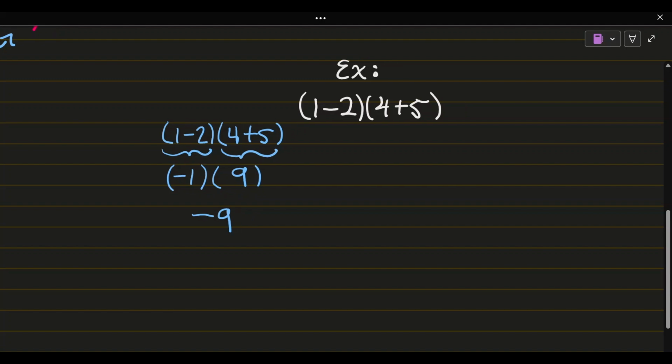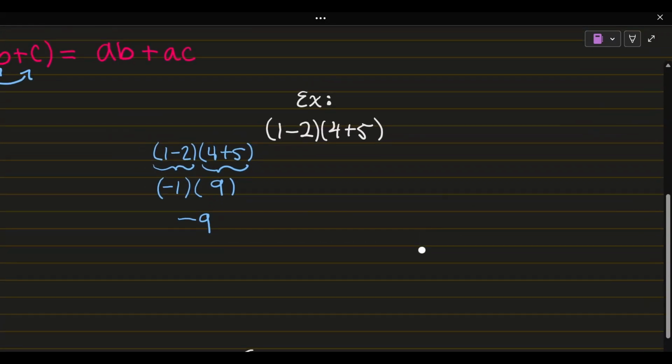Now an alternate way to do this that we call FOILing is to take the first, outer, inner, last. What I mean by that is you take the first terms and you multiply them. So 1 times 4. Then you add the outer terms multiplied. So outer, 1 times 5. And then you add the inner terms multiplied. So negative 2 times 4. And then the last terms, negative 2 times 5.